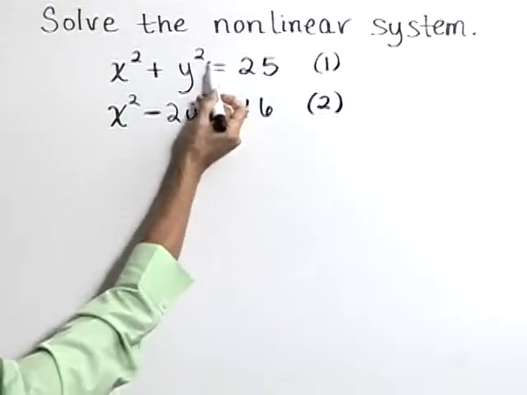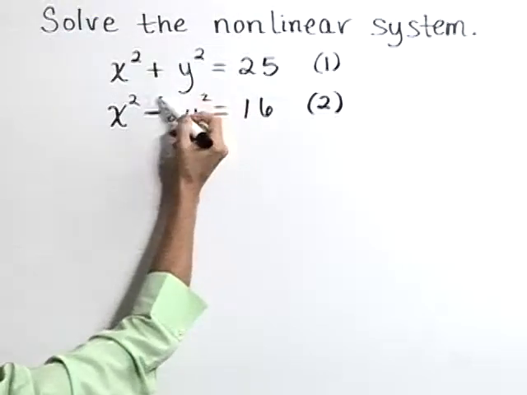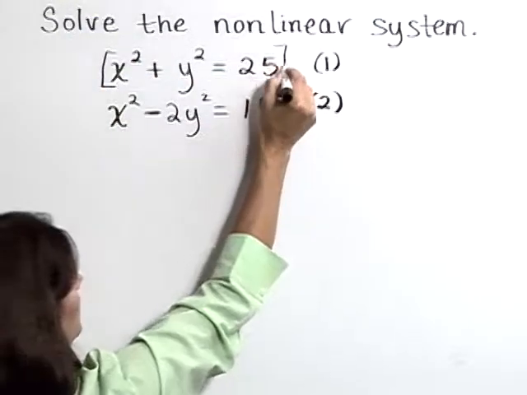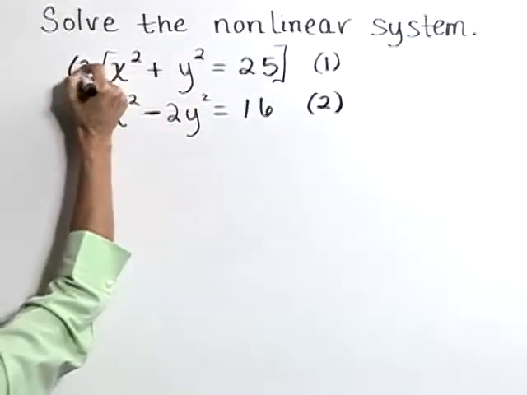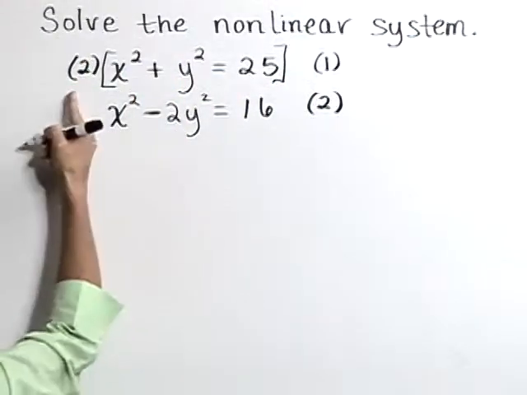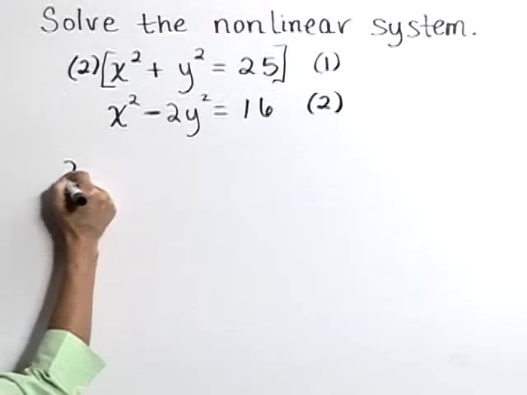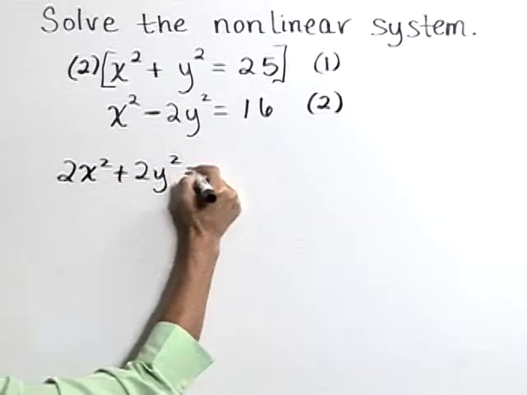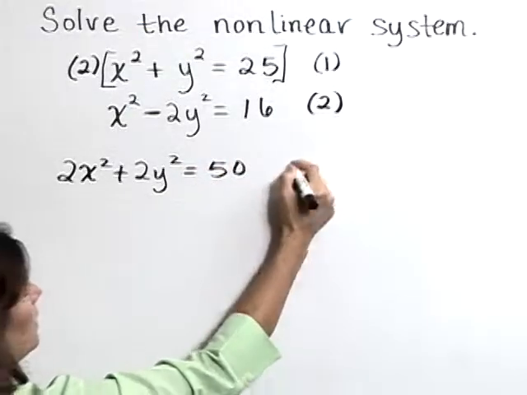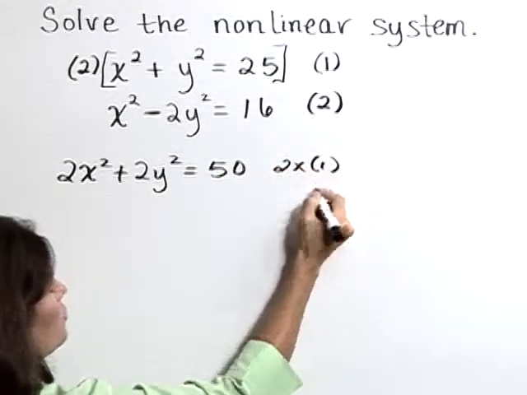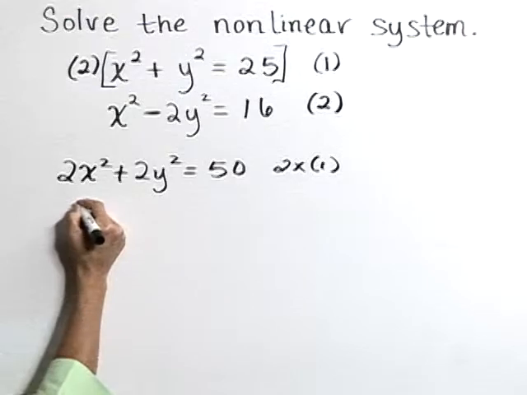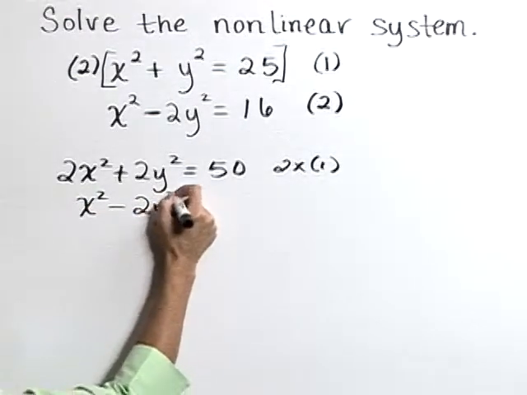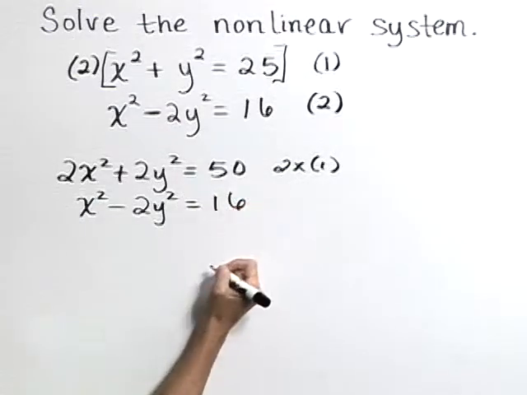Let's choose to eliminate this y squared variable by multiplying equation 1 through by a positive 2. Therefore, it becomes 2x squared plus 2y squared is equal to 50. That's 2 times equation 1. Let's rewrite equation 2 underneath it. x squared minus 2y squared is equal to 16.